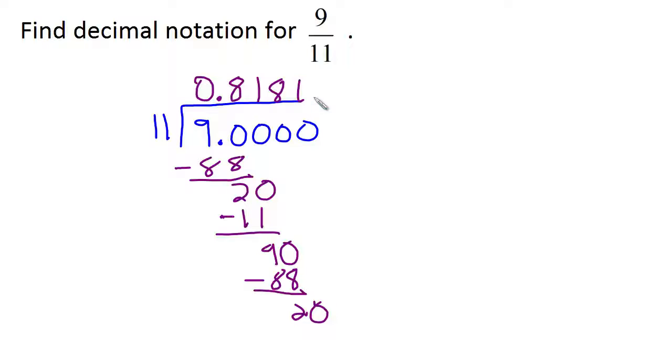This pattern of 8, 1, 8, 1 will continue, but instead of writing it with the 3 dots, I'll go ahead and write it with a repetend. So 8, 1 is the repeating set of digits, and I'll put a bar over that to show that it is repeating.